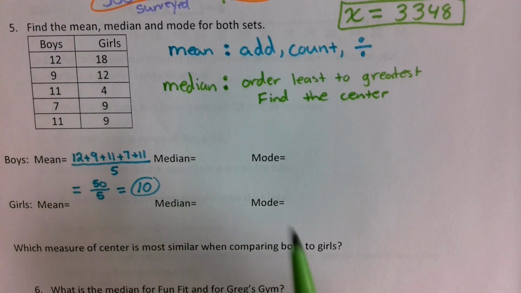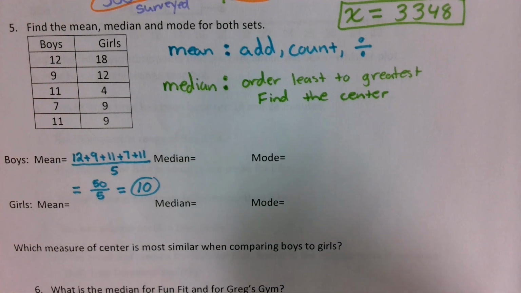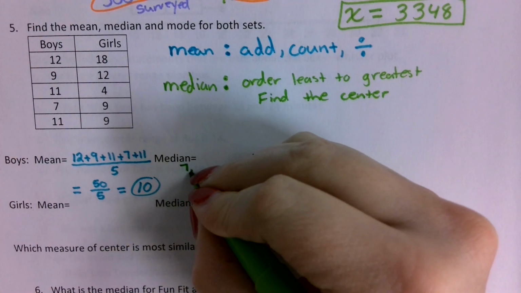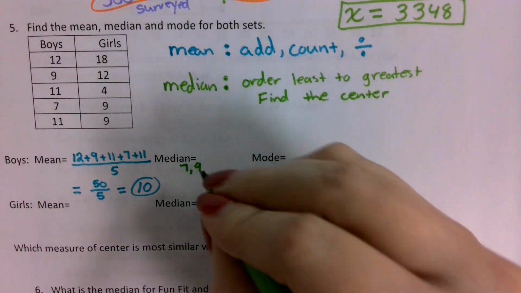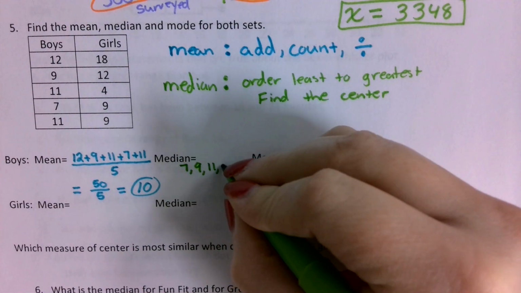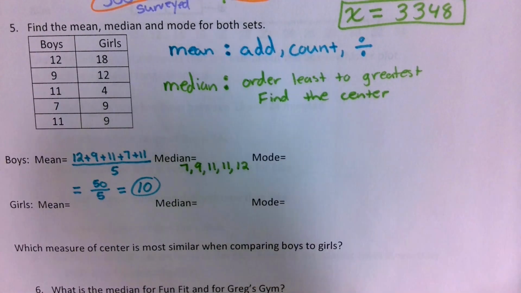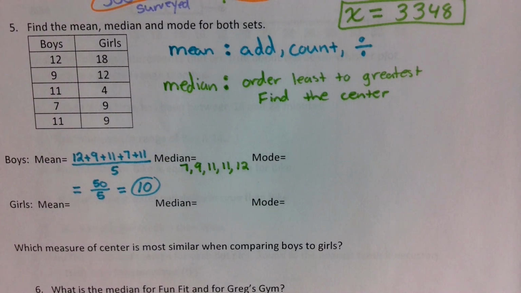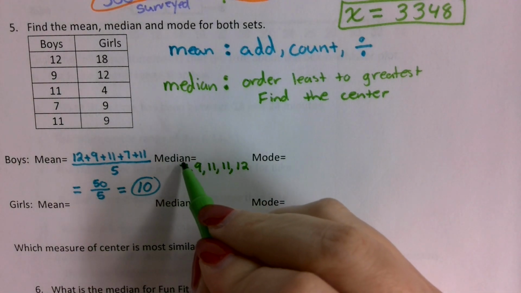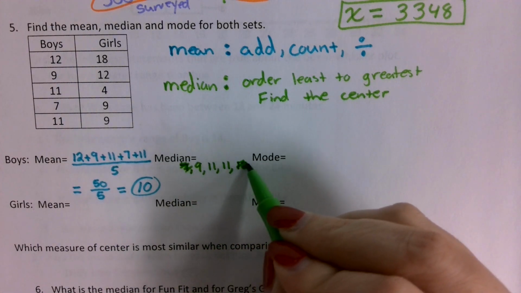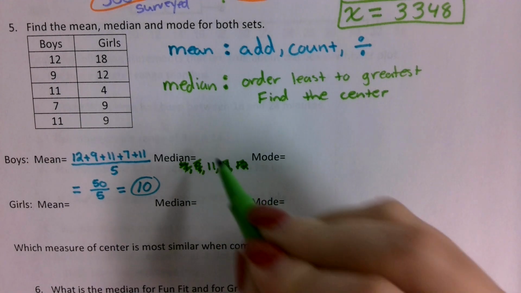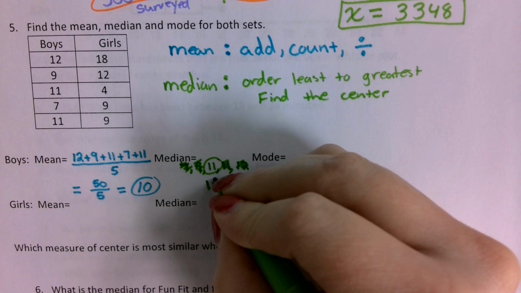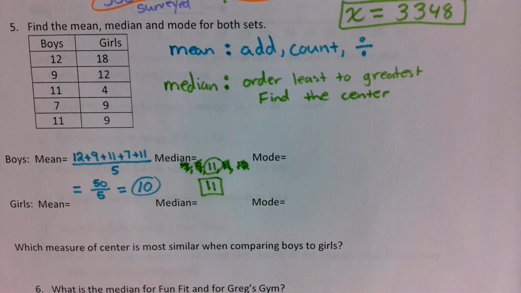So here, what's the smallest number for the boys up here, guys? 7. So we're going to put a 7. What's the next number? 9. Thank you, Ezra. Next number? 11. Then 11 again. And then the last number is 12. What is our center number here? The 11, right? If we cross off the 7 and the 12, so you cross off the first and the last, then you cross off the first and the last again, you're left with just a single number in the center, 11.